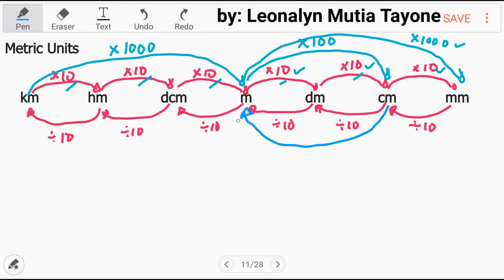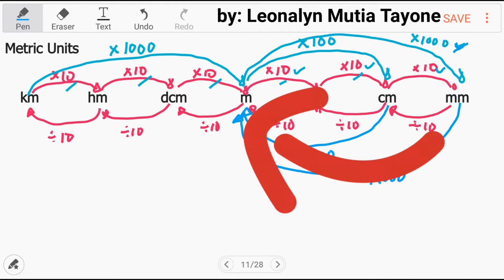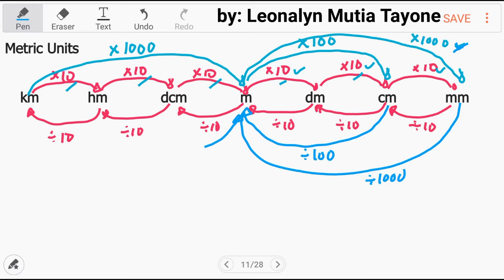Centimeter to meter divided by 100. 10 times 10 is equals to 100. Millimeter to meter divided by 1,000. Kung nag-multiply tayo ng 1,000 dito, mag-divide tayo ng 1,000 from millimeter to meter. Meter to kilometer. Kung kilometer to meter, nag-multiply tayo ng 1,000, from meter to kilometer, mag-divide tayo ng 1,000.